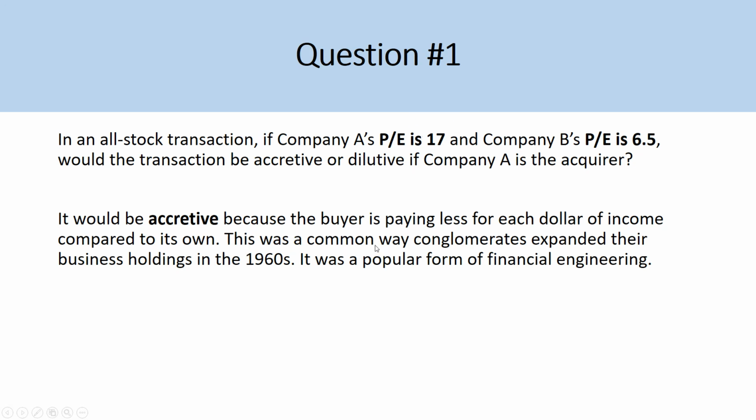This was a common way conglomerates expanded their business holdings in the 1960s. You had conglomerates who were just conducting transactions because they realized that the target firm had a lower price earnings, and so that would really help push their price earnings up, which again eventually resulted in them being really split up because there was a lot of inefficient M&A during that era.